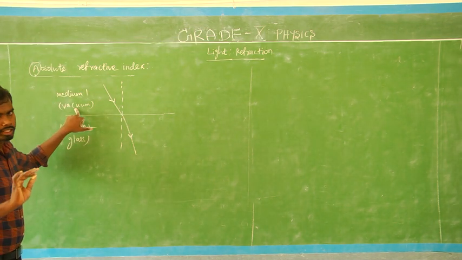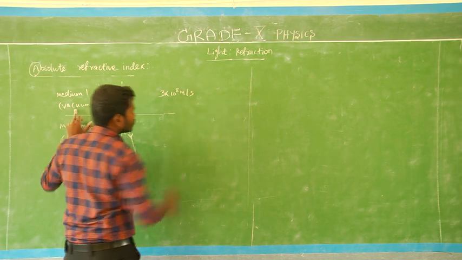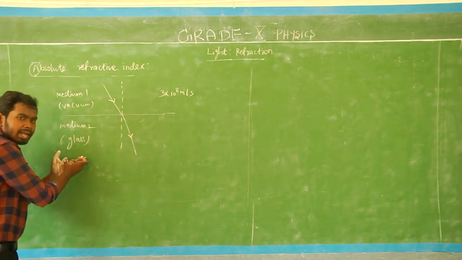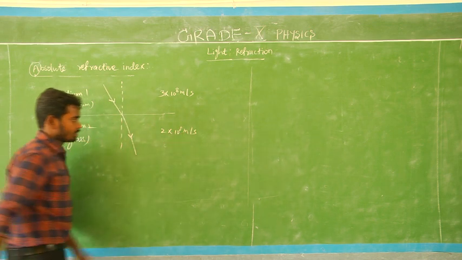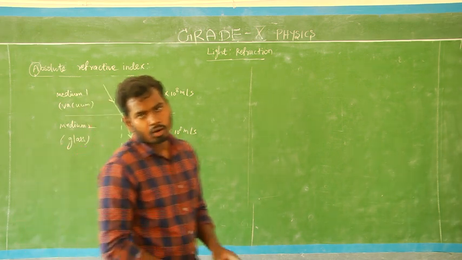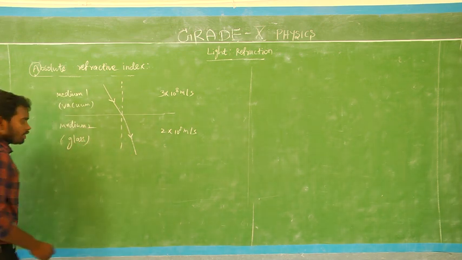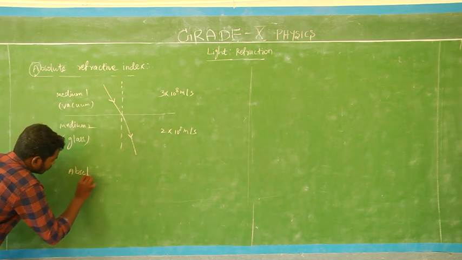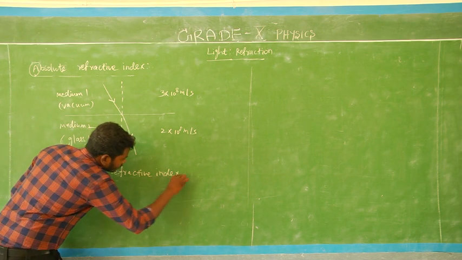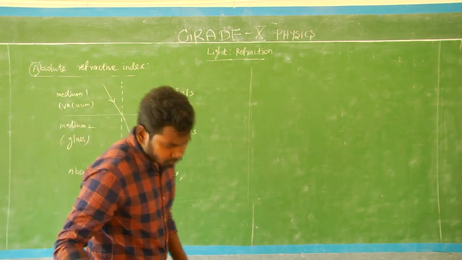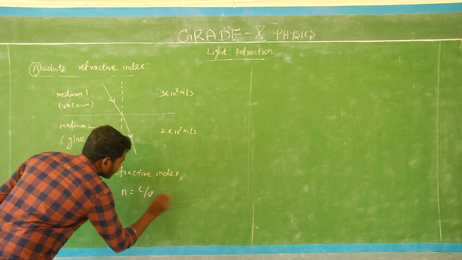The speed of light in vacuum is 3 into 10 to the power of 8 meter per second. It's already well known. The speed of light in medium 2, which means glass, is 2 into 10 to the power of 8 meter per second. Now you find out the absolute refractive index value. What is that formula? n is equal to C by V.